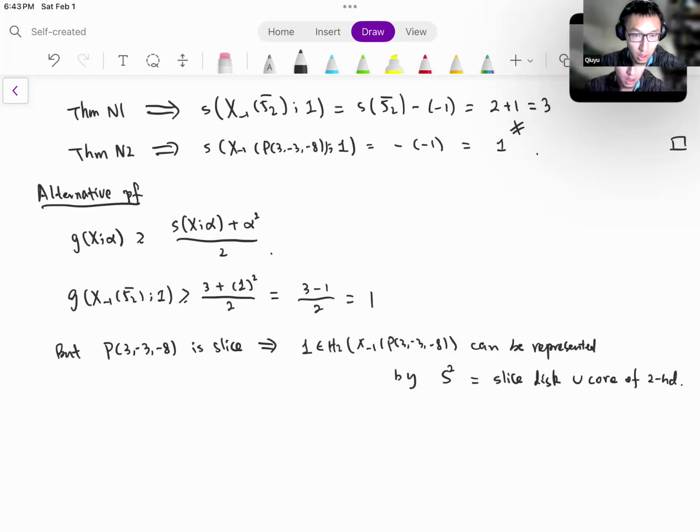So this gives you a more geometric proof of those two four-manifolds being non-diffeomorphic. So I guess I'll stop here. Yes, thank you.